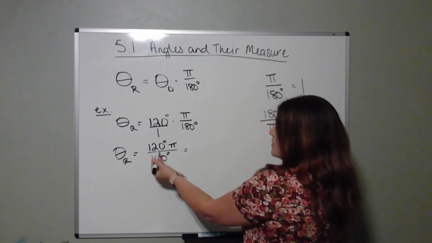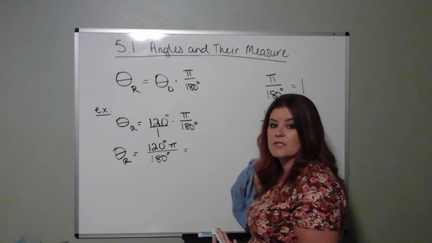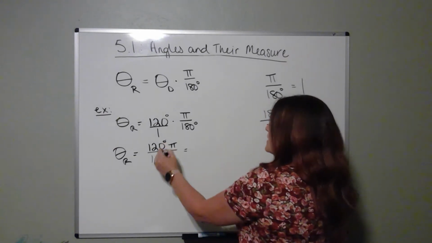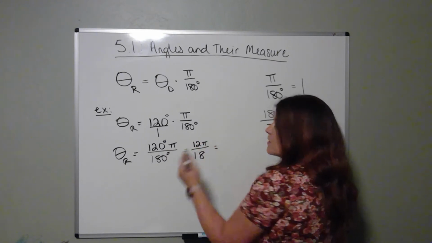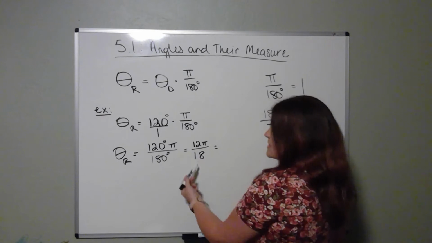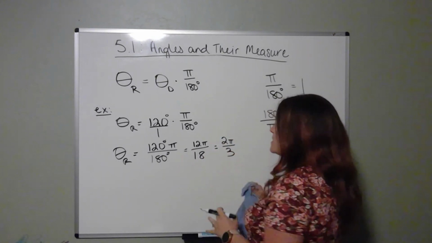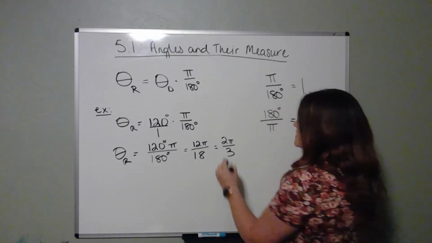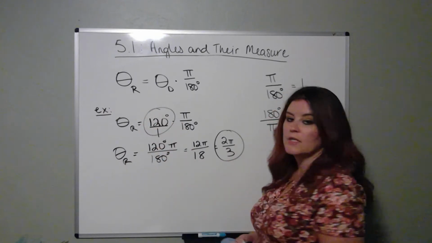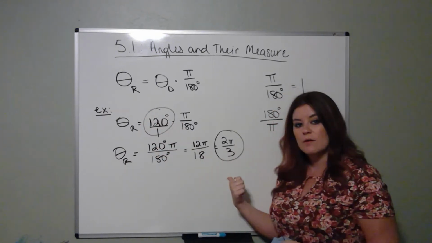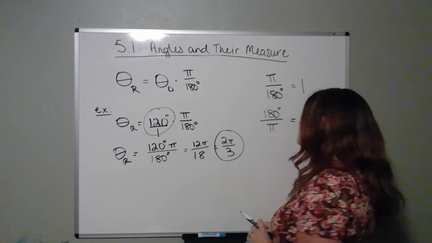So from here, I have 120 pi over 180. I'm just going to reduce this fraction as much as possible. I can easily take 10 out of top and bottom and get 12 pi over 18, but I could go further than that. You guys, I could take 6 out of the top and bottom and get 2 pi over 3. And once I'm totally reduced, this is the radian measure of 120 degrees. These are the exact same angle, but I took the degrees and I put it into radians.